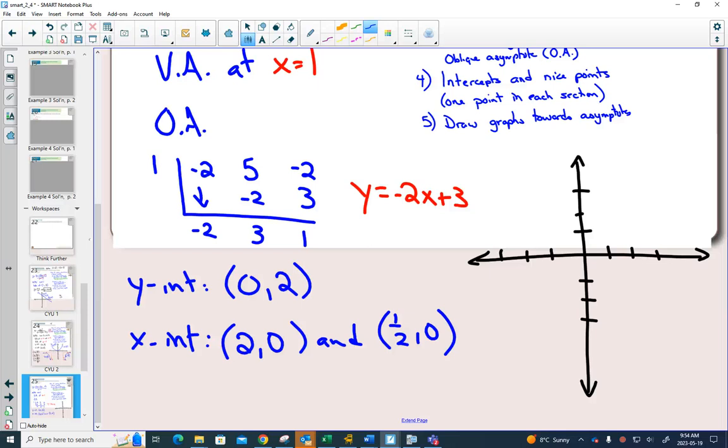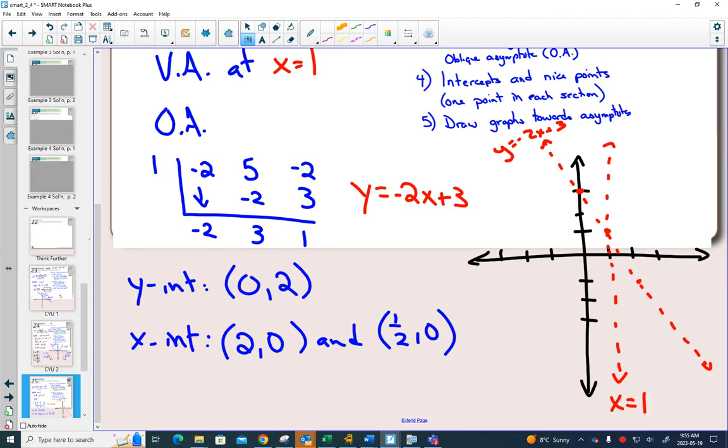So start by putting in your asymptotes. We have a vertical asymptote at x equals 1. We have an oblique asymptote at negative 2x plus 3. So we have to graph that line. We know that that line has a y-intercept of 3, a slope of negative 2, down 2 over 1, down 2 over 1. And there's our oblique asymptote.